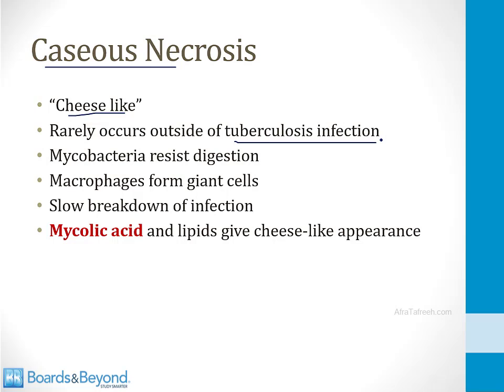Caseous necrosis is the classic finding in an organ that has been infected with Mycobacterium tuberculosis. The reason this occurs is because mycobacteria are very resistant to digestion by phagocytes. For this reason, macrophages are chronically stimulated and they form giant cells and go on to cause granuloma formation. And I talk about this in the video on granulomatous inflammation. In tuberculosis, there's generally a slow breakdown of infection for all these reasons, and lots of the mycolic acid from the mycobacteria and other lipids accumulate, and this is what gives the organ a cheese-like appearance.